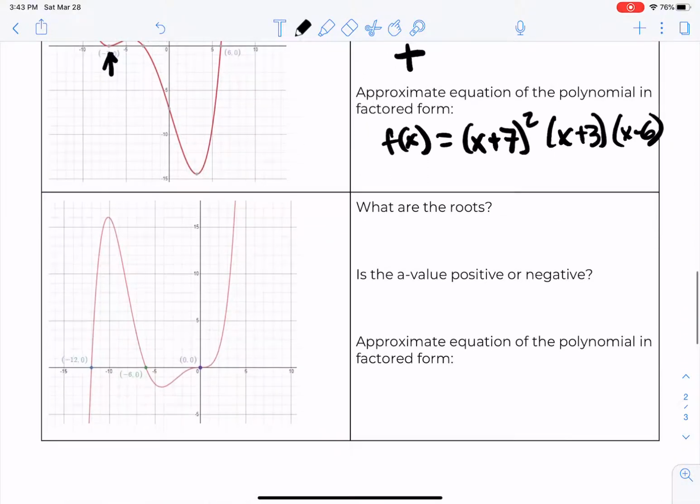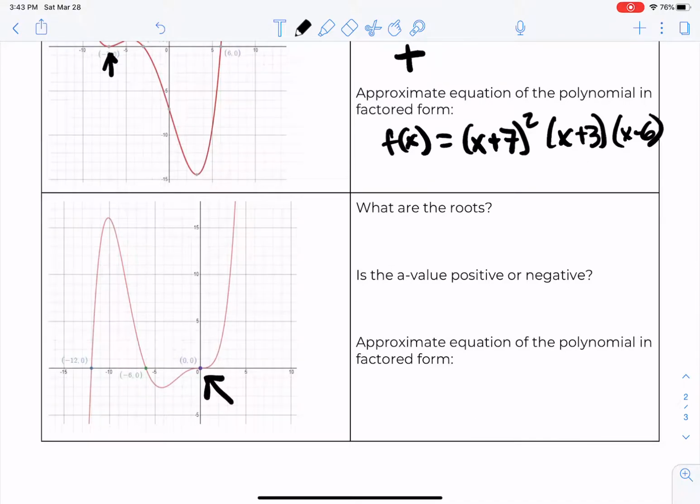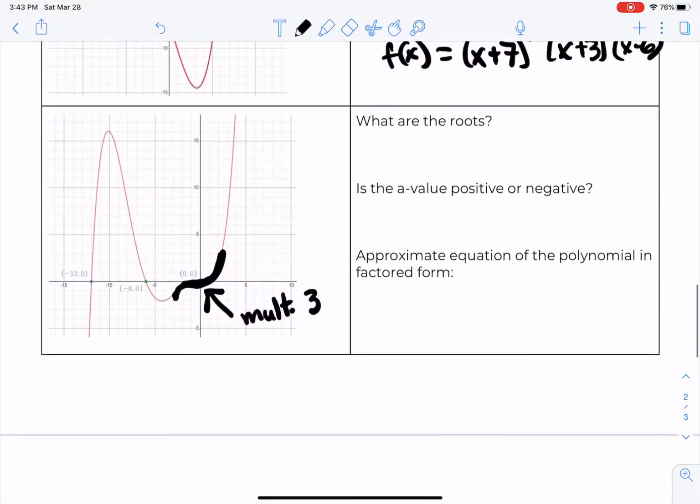Okay, give this one a try and check your Edpuzzle notes. Big hint here, this guy has a multiplicity of 3 because it looks like a little cubic function. If you just look at this part here that I've outlined, it looks like a cubic function, so that has a multiplicity of 3. So keep that in mind when you write your equation for that. And then again, check it in your Edpuzzle notes.